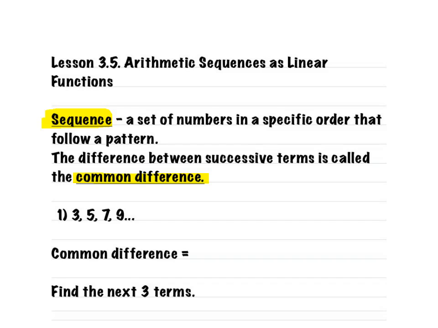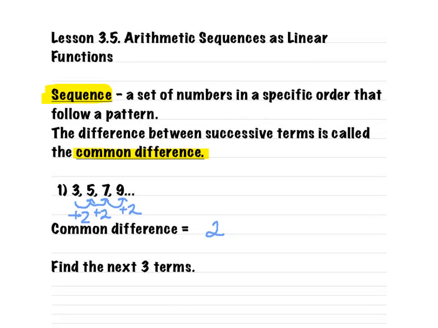Number 1, 3, 5, 7, 9. Well, we can see that the difference between 3 and 5 is positive 2. The difference between 5 and 7 is positive 2. The difference between 7 and 9 is positive 2. So we can say that the common difference is positive 2.